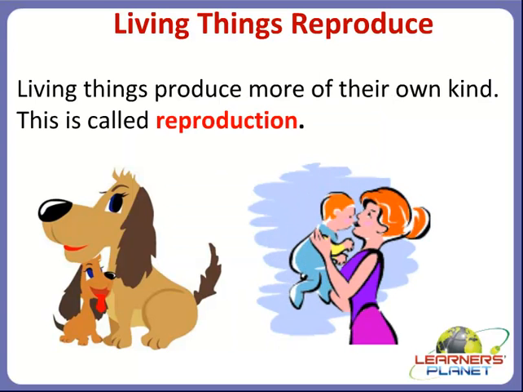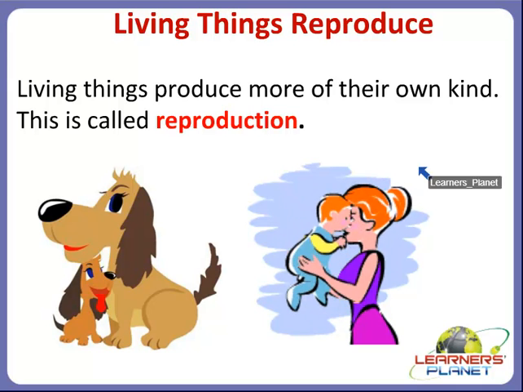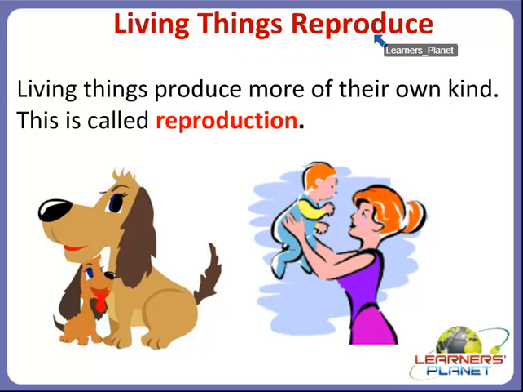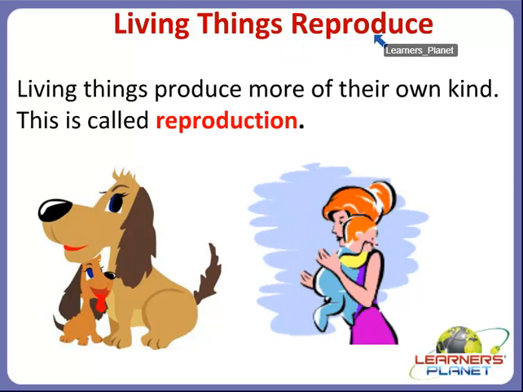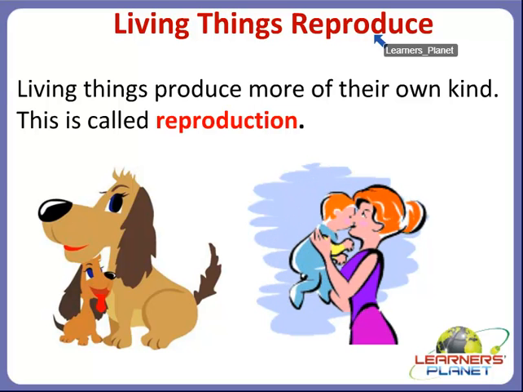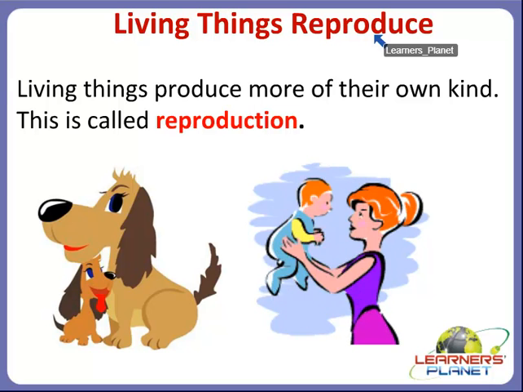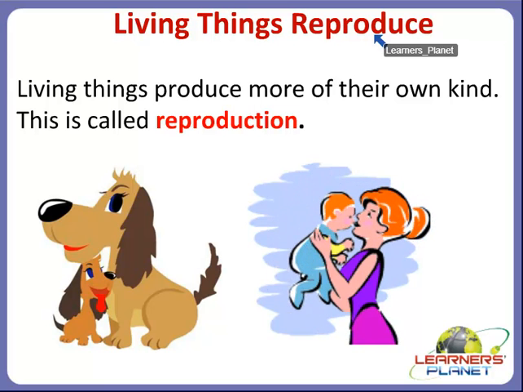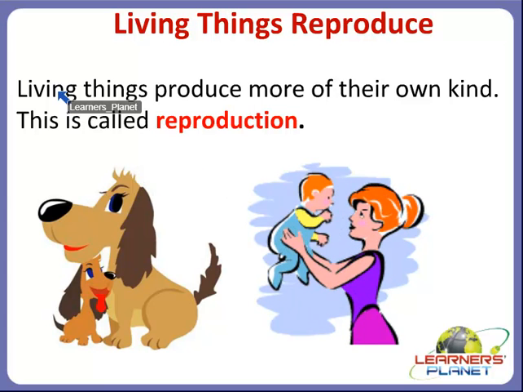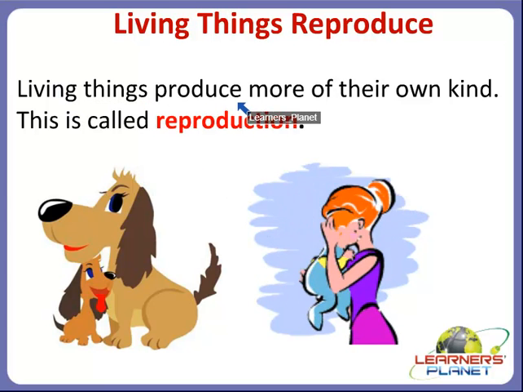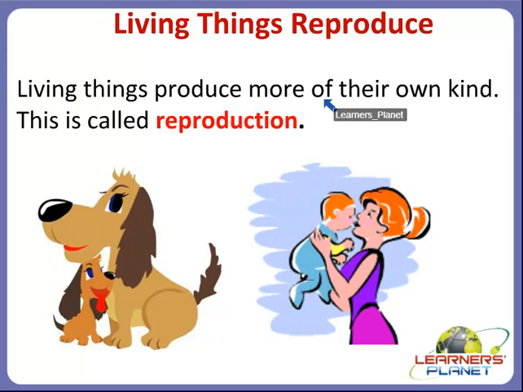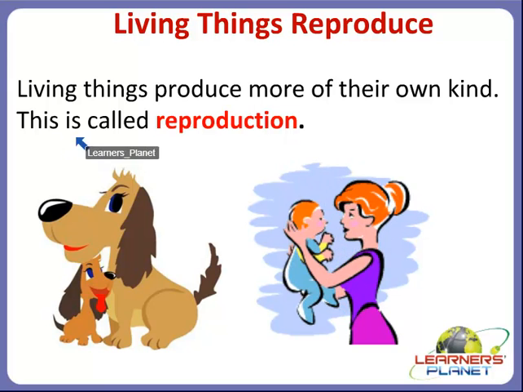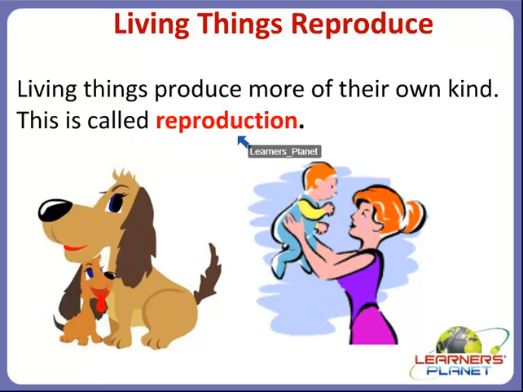Now we will see, children, that living things reproduce. So children, how do living things reproduce? What do you mean by reproduction? Yes, the living things produce more of their own kind. This is called reproduction.